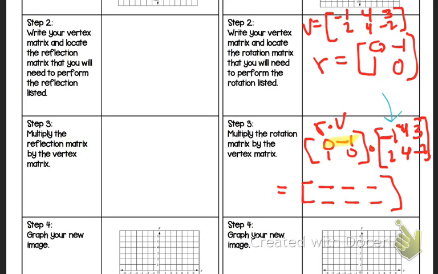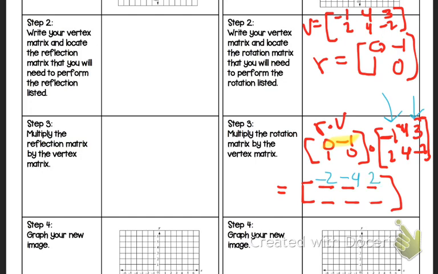0 times negative 1 is 0. 2 times negative 1 is negative 2, so that goes here. 0 times 4 is 0. Negative 1 times 4 is negative 4. Now I'm doing first row, third column. 0 times 3 is 0. Negative 1 times negative 2 is positive 2.